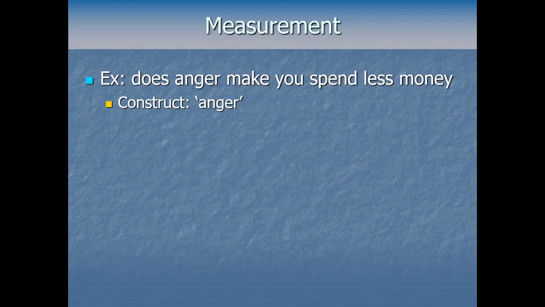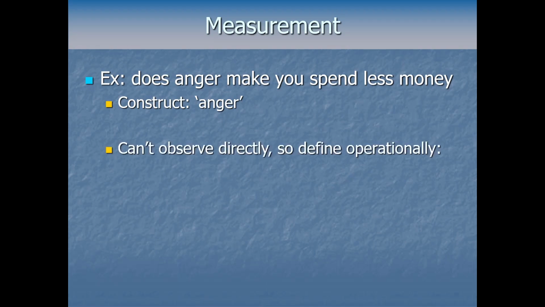So imagine someone wants to test a hypothesis to find out if, say, anger makes you spend less money. I don't know, some marketing psychologist out there wonders how emotion affects spending. One of the constructs they're interested in here is anger, right? That's one of the two variables here. But we can't observe the construct anger directly. Again, you can't pick someone's anger up in your hand and set it on a scale.